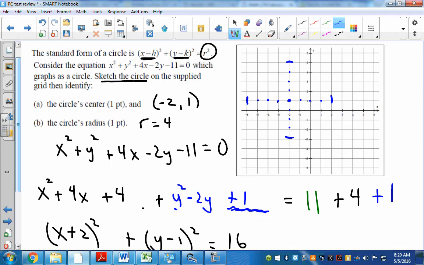It looks like this grid is sort of distorted. This is supposed to be a circle. It almost looks like an ellipse here, but the grid is a little bit off. That would be a sketch of our circle.